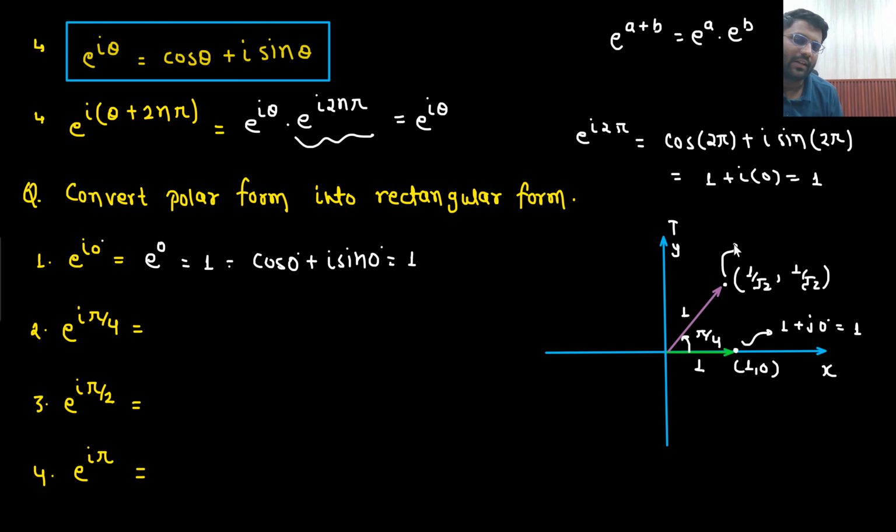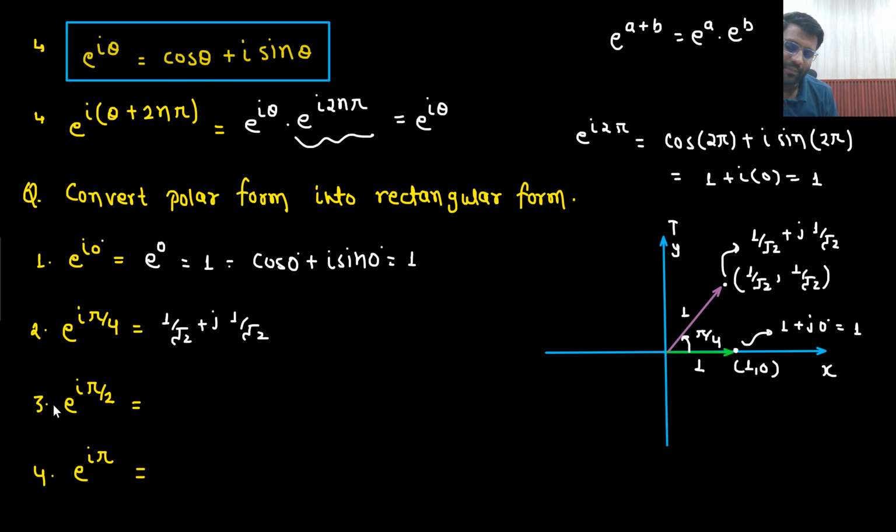So what is the number that you are getting? The number is nothing but 1 by under root 2, x value is 1 by under root 2, j 1 by under root 2. So the number you have got is 1 by under root 2 plus j 1 by under root 2. What you can do is put the values here: cos pi by 4 is 1 by under root 2, sin pi by 4 is 1 by under root 2. So this is the answer you will get. I am just telling you with the help of the graph.